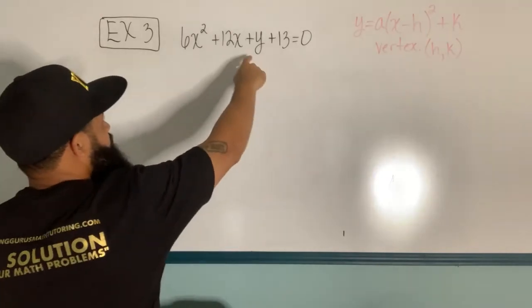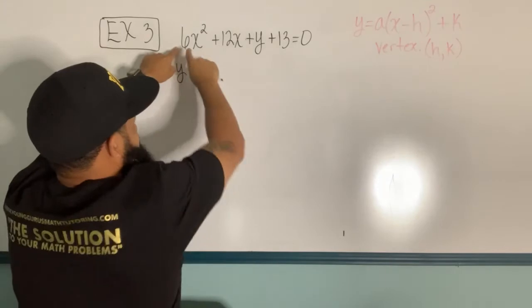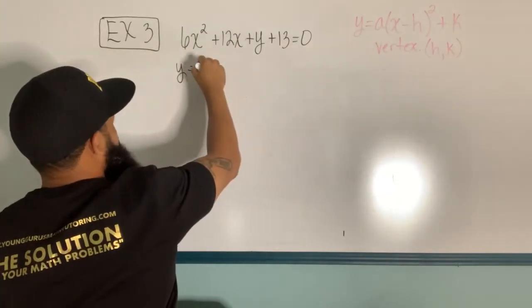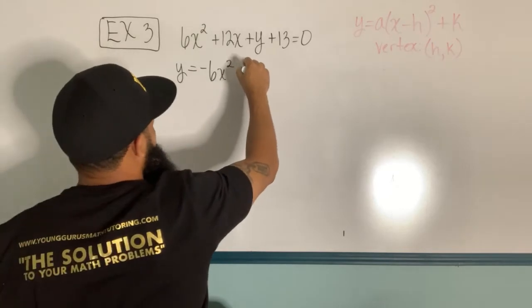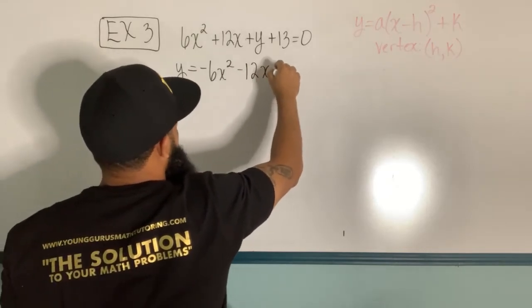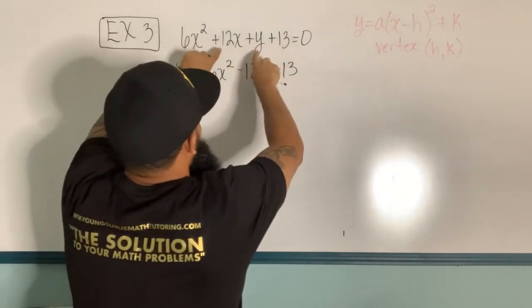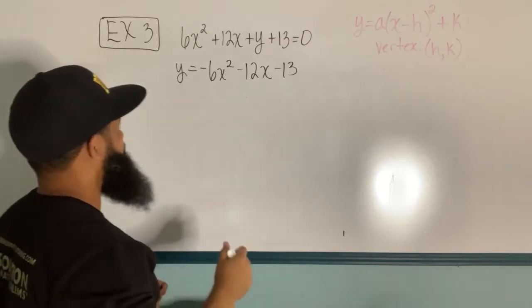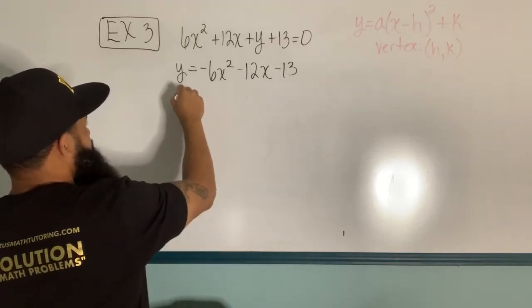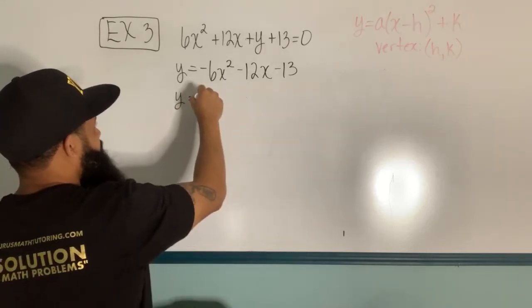So I'm just going to take these other three terms to the right side of the equal sign. So if I leave the y here, I'm going to get y equals. If I take 6x squared to the other side, I'm going to subtract 6x. So it'll be negative 6x squared, and then it'll be minus 12x minus 13. All I did was move this term and this term to the right side, so it should be the opposite sign. Okay? So then now I'm going to do the same thing, but notice there is a coefficient on this x squared. So I'm going to factor out that coefficient.